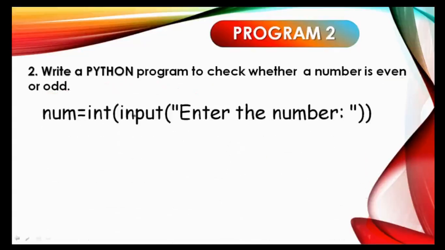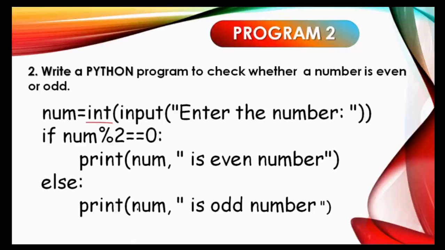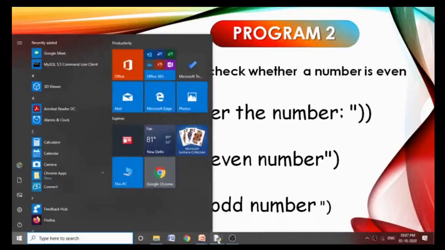First I am accepting the number with int input, enter a number, accepted as an integer. Then I am checking num modulus 2 equal to 0. You have to remember this colon. Also remember to indent the block of code, which means you have to put a tab space after the colon. The body of the if should be indented with a tab space. After putting the colon, press enter, put a tab space, and write the statement to be executed: print num is even number. The else part is also followed by a colon, then a tab space, and print num is odd number.